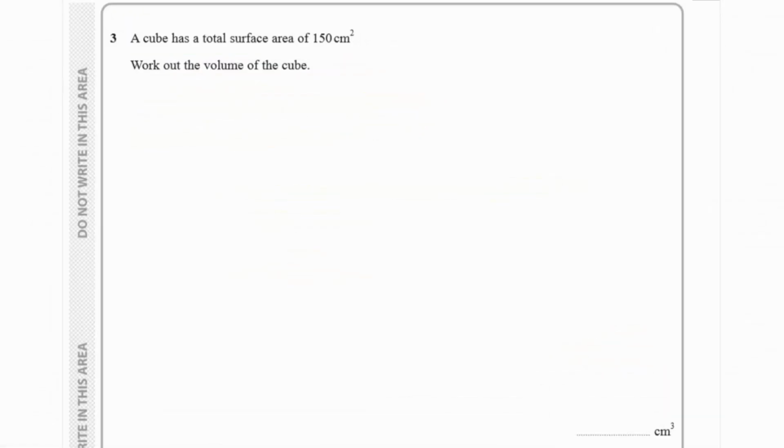Number 3. A cube has a total surface area of 150 centimeters squared. Work out the volume of the cube. So the only information that we've been given about the cube is that the total surface area is 150 centimeters squared. In order to find the volume, we need to know what lengths the cube is. And we know that in a cube, all the side lengths are equal to each other. And because we do not know what the side lengths are, we could just call them x for now.